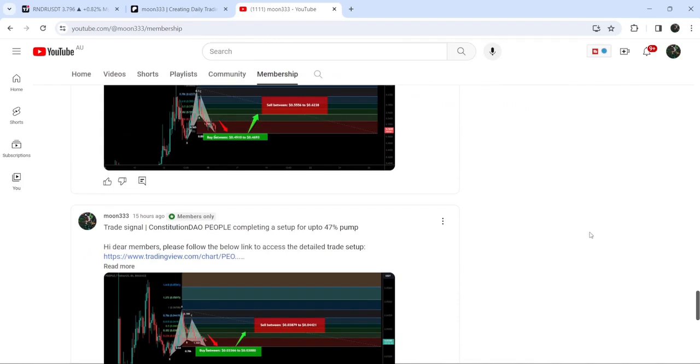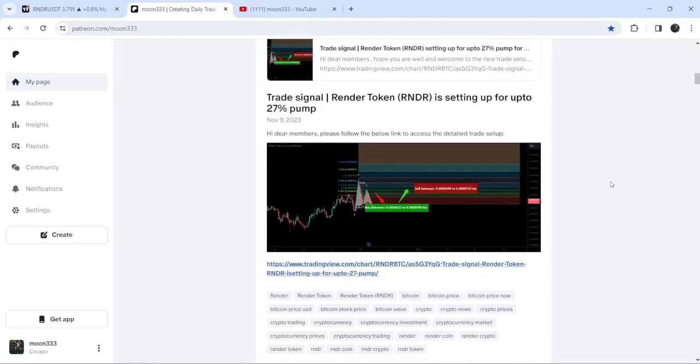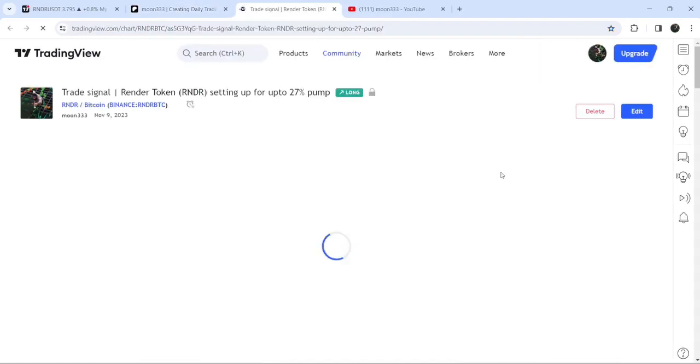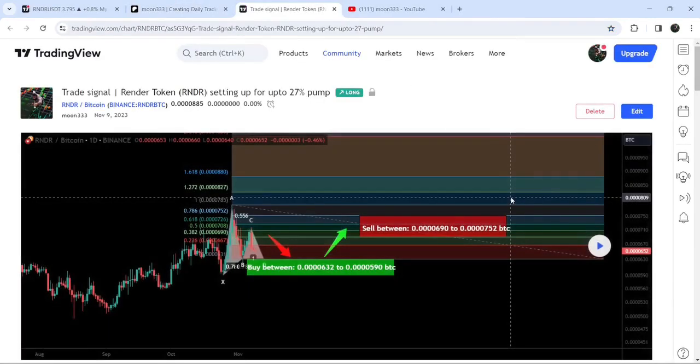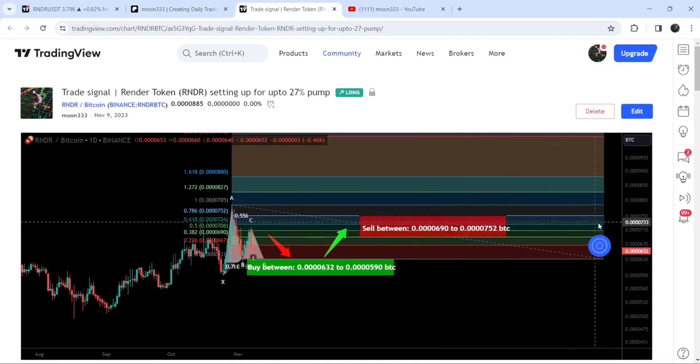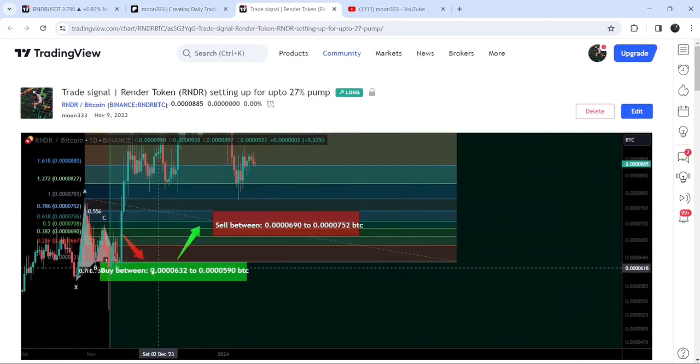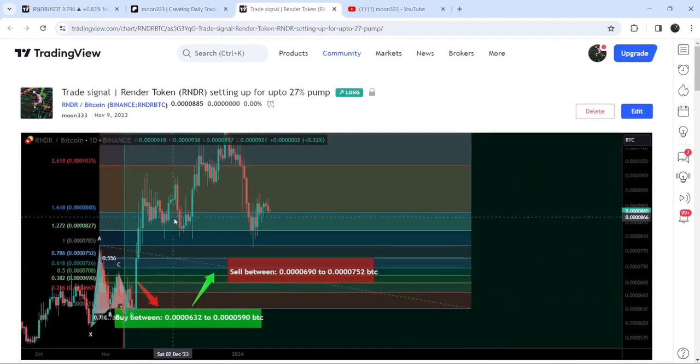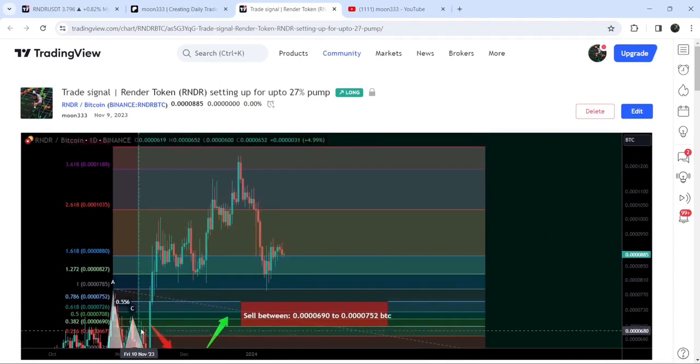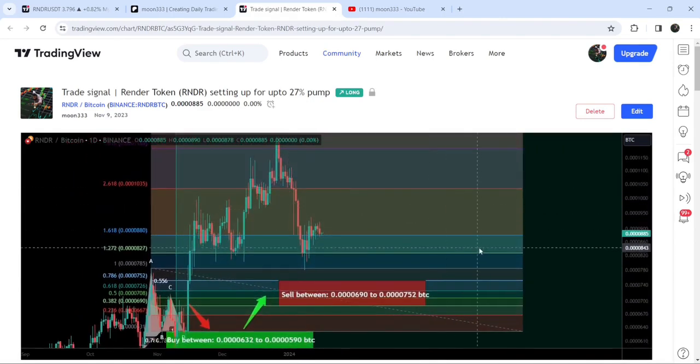So let's start the analysis. And first of all, let me begin with my most recent trade signal for render that I shared on 9th of November 2023 with my members. And that was an expected harmonic bullish reversal Gartley pattern that render was completing on a daily time frame chart with Bitcoin pair. And if I play this chart, then you can see that the price line dropped down and entered the buying zone here. Then we had a very, very massive reversal, and it was almost 111%, a very massive pump.